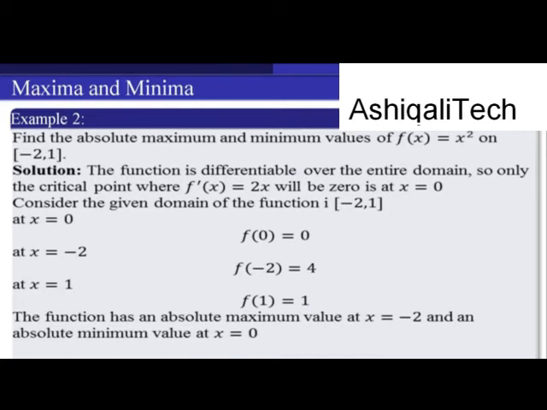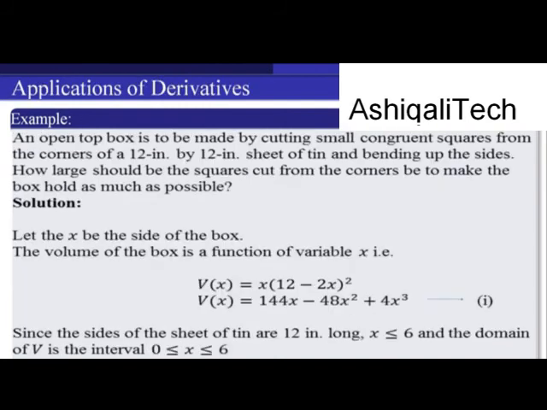Similarly, at the point x = -2, we get f(-2), which is (-2) squared, so it is 4. And the value at x = 1 is given by f(1), which is 1 squared, so it is 1. Therefore, the function has an absolute maximum value at x = -2 and the absolute minimum value at x = 0. Dear students, now we see another example.